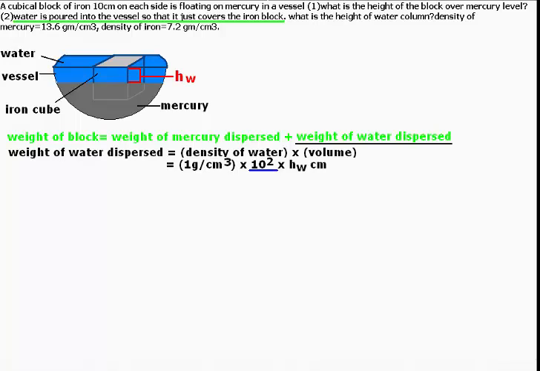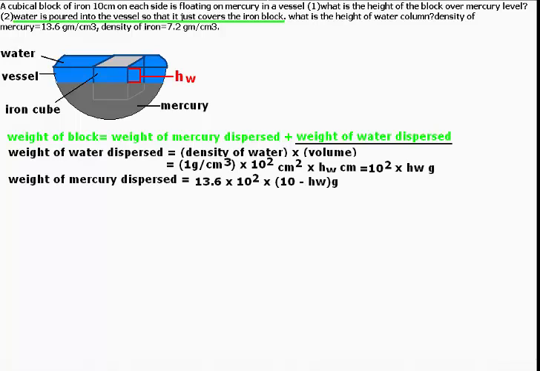times the area of the cube, which is just 10 squared, times the height of the water column. This translates to 1 gram per centimeter cubed, the density of water, times 10 squared centimeters squared, the area of the cube, times the height of the water, HW, which is simply the area of the cube, 10 squared, times HW grams. The weight of mercury displaced is still 13.6 times 10 squared times 10 minus the height of water this time, grams. So the only thing that has changed here is HW, which is there to reflect that we are looking for the height of the water column this time. The weight of the block remains the same. It is still 7.2 times 10 cubed grams.